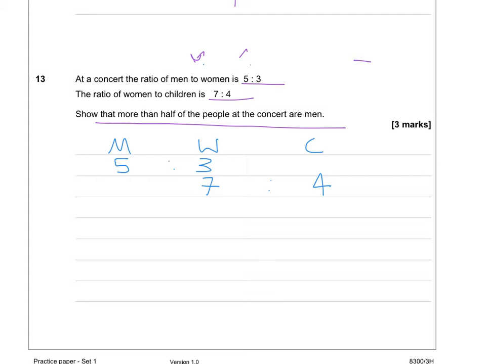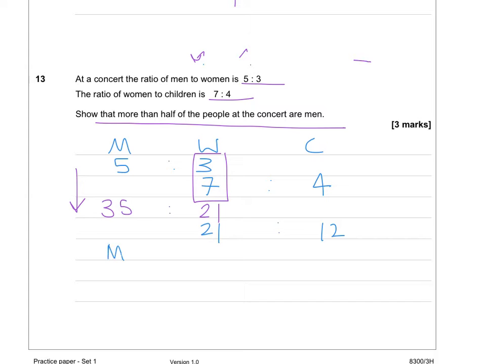We want to try and give these ratios some commonality, so we look at these numbers here, 3 and 7, and we think that the lowest common multiple of 3 and 7 is 21. So in the first ratio for men to women, I'm going to multiply both parts of that ratio by 7, so we end up with a ratio of 35 to 21, which is equivalent to the ratio 5 to 3. For the ratio 7 to 4 of women to children, I'm going to multiply both parts of the ratio by 3, so the ratio becomes 21 to 12, which is equivalent to 7 to 4.